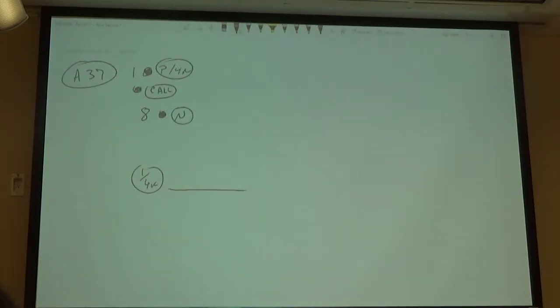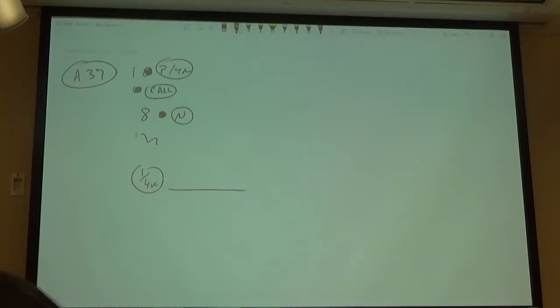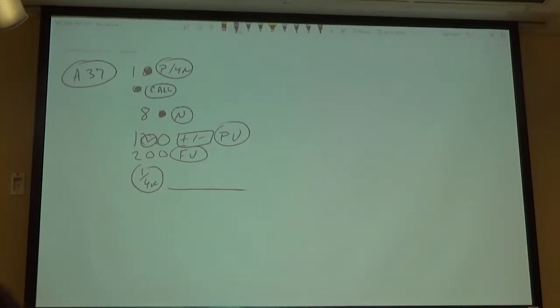100. Okay. So if you bought it for $100, what does that mean you have to sell it for? $200. It's going to be your future value. Do I follow that?